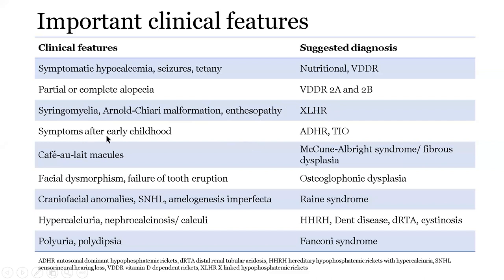Symptoms which occur after early childhood are a part of autosomal dominant hypophosphatemic rickets and tumor-induced osteomalacia. Café-au-lait macules are typical features of McCune-Albright syndrome, and facial dysmorphism in various dysplasias. Again, craniofacial malformations in Raine syndrome. Typical hypercalciuria with nephrocalcinosis with calculi, you should think of hereditary hypophosphatemic rickets with hypercalciuria, and also various kinds of renal tubular acidosis. And with polyuria, polydipsia, you should always rule out Fanconi syndrome. So these are typical clinical features which can point towards a specific renal disorder causing rickets.